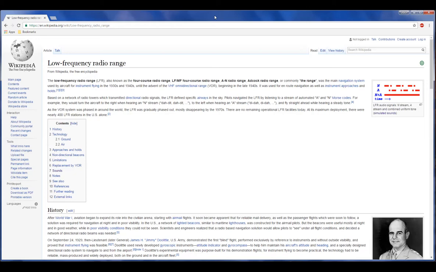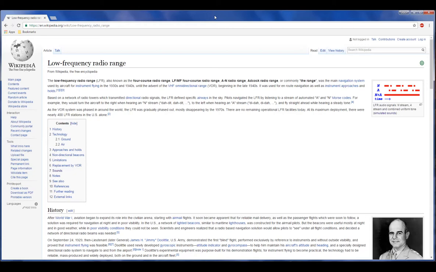So, what are these ranges? Well, let me read this to you. The Low Frequency Radio Range, LFR, also known as the four-course radio range, the LFMF four-course radio range, the AN radio range, Adcock radio range, or commonly just the range, was the main navigation system used by aircraft for instrument flying in the 1930s and 1940s until the advent of the VHF omnidirectional range, the VOR, which was beginning in the 1940s. It was used for en route navigation as well as instrument approaches and holds.